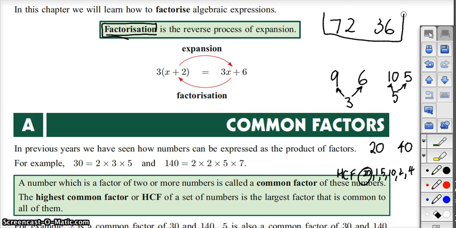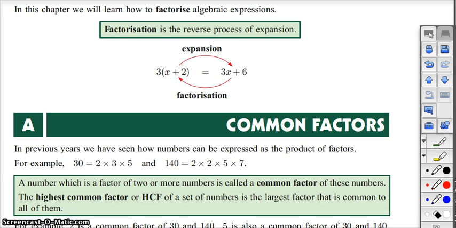So my original question was 72 and 36. 36. Those people that can quickly recall those numbers do it the easiest. Now that's all good with numbers. Certainly that's all good with numbers. That's stuff that we can do.